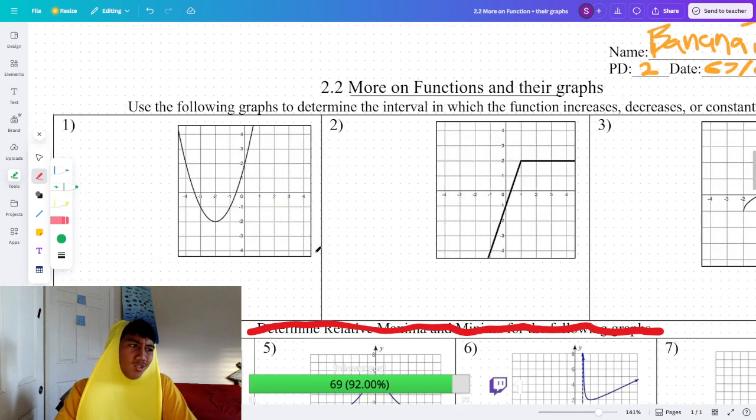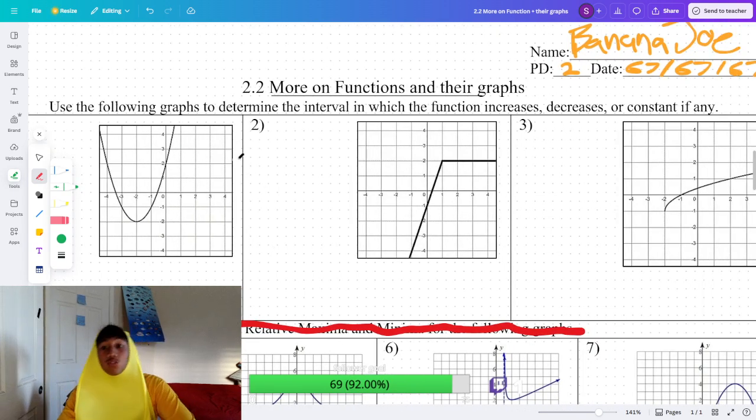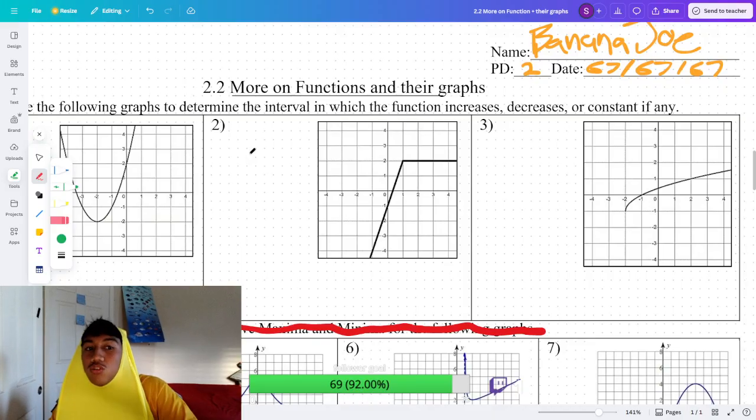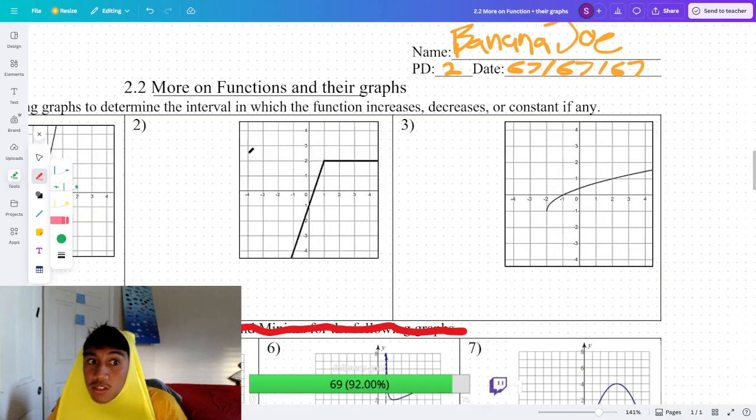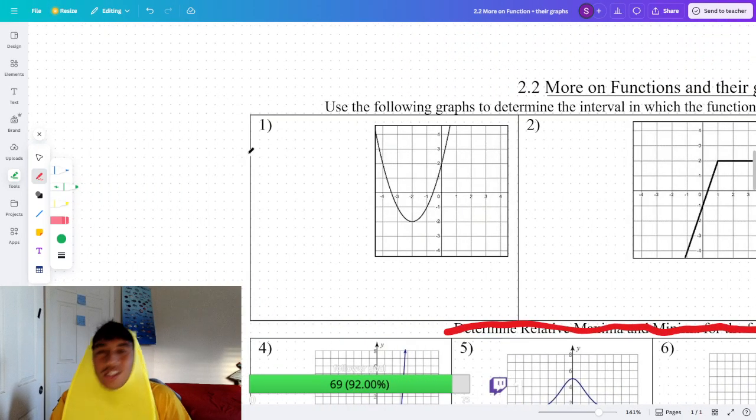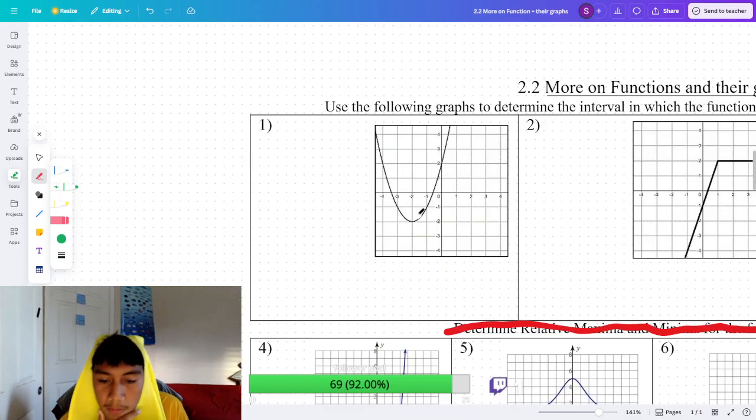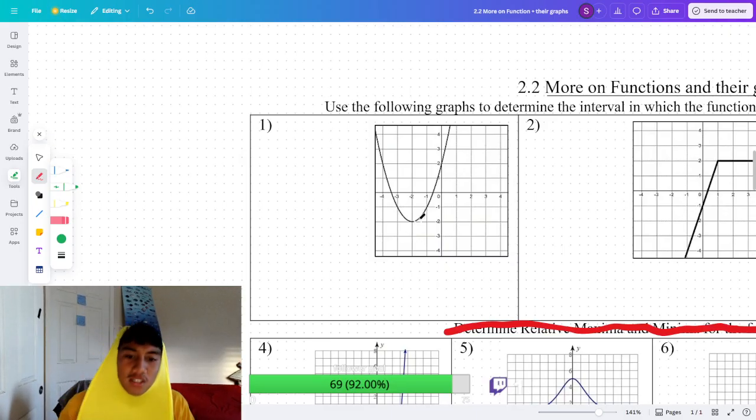What are we going to do, Banana Joe? We're going to use the following graphs to determine the interval in which the function increases, decreases, or remains constant, if there are any constants. So let's get straight into it. I'll explain it as I go so it makes sense.